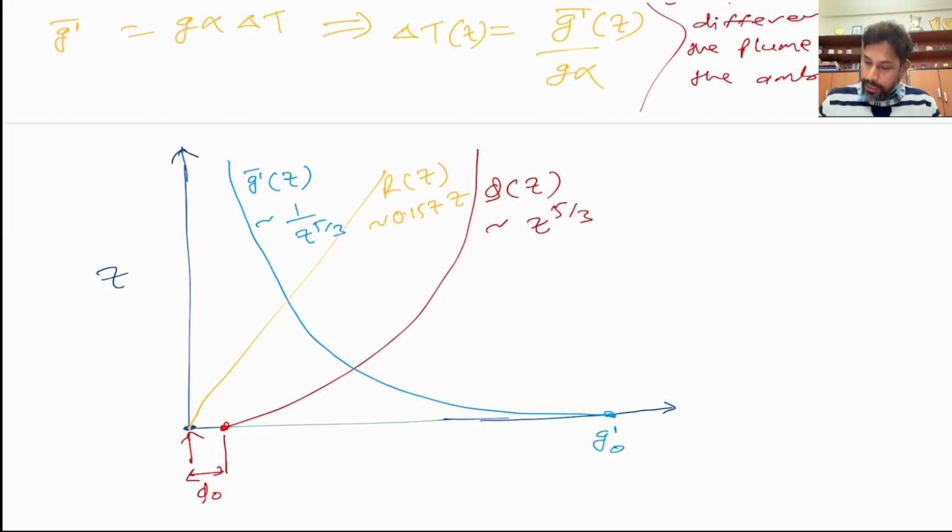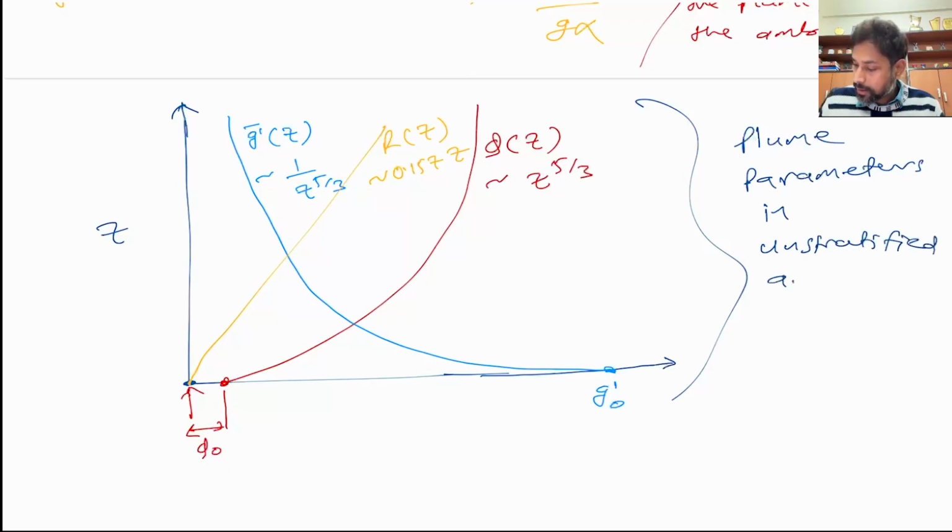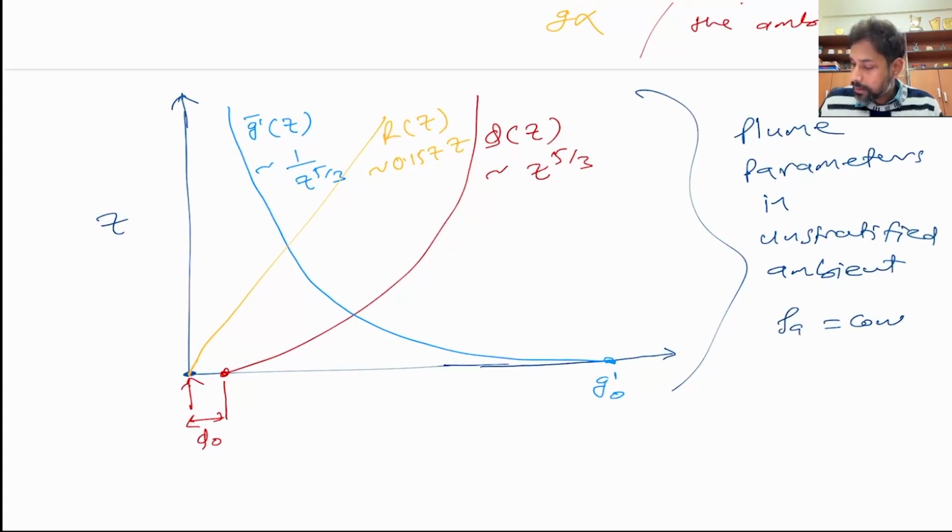Okay, and this behavior what we see here is valid only for unstratified ambient. So these are plume parameters in unstratified ambient, which means that rho ambient is constant. Okay, and now we will do plumes in stratified ambient.